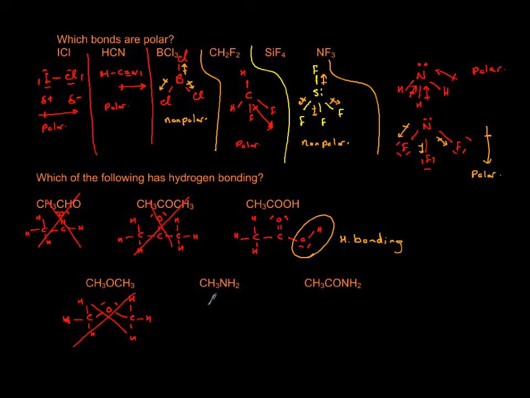The next one is methylamine, and when you do it, there's CH3, NH2, a lone pair here. Is hydrogen attached to nitrogen? Yes, it is. Therefore, this has hydrogen bonding, H bonding. So yes. The next one is an amide, and if you do it, CH3, C double bond O, N, it ends in nitrogen with two hydrogens attached to it. Is hydrogen attached to nitrogen? Yes, it also has H bonding.